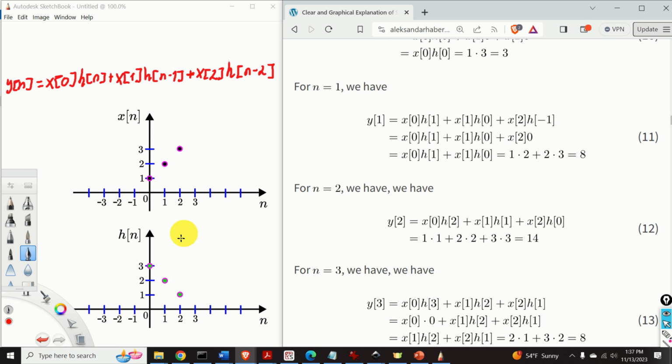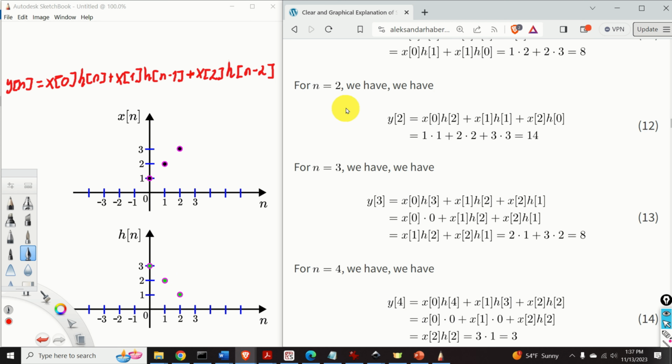Then, for n equal to 1, this sum will look like this. We will have this term h of minus 1, which is equal to 0, consequently we are only left with the first two terms. And here they are. By substituting the values, we have x of 0 is 1, h of 1 is 2, this term, then we have x of 1 is equal to 2, and h of 0 is equal to 3, this term, and the result is 8.